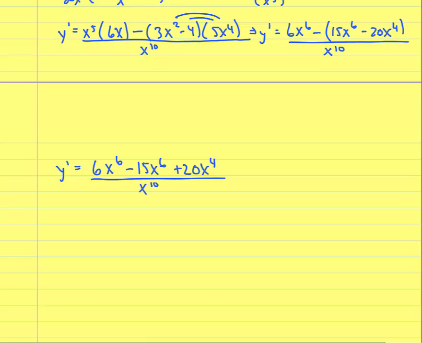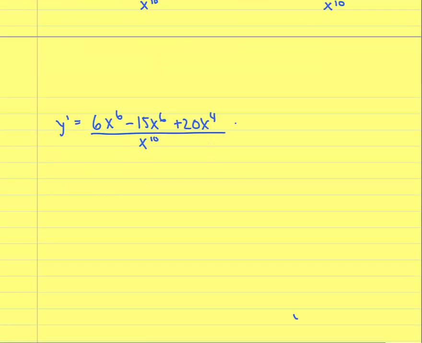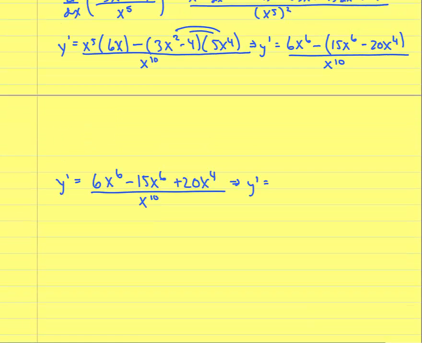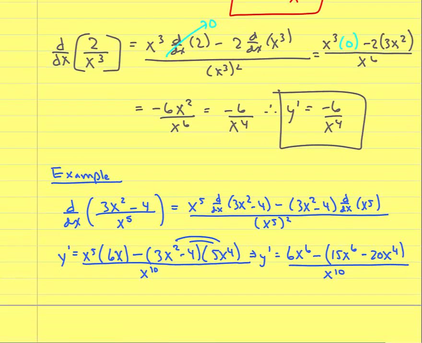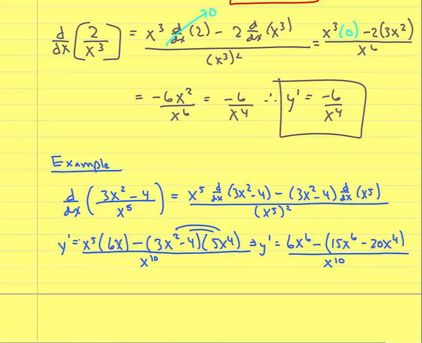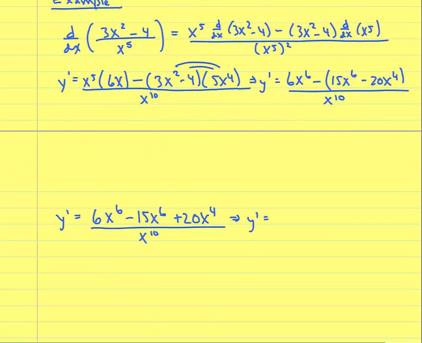Now this is a final answer, but it's not the final answer because I can simplify it further. Another thing you shouldn't do while you're working, of course, is drop the denominator, don't drop any pieces of it, but also don't forget what you're trying to find. You're trying to find the derivative, so make sure you keep that derivative notation in mind.